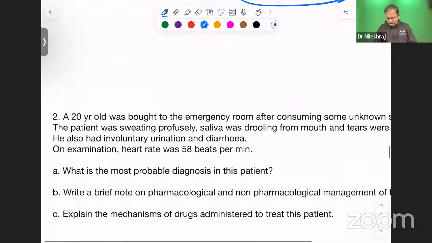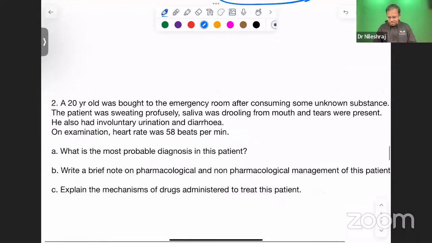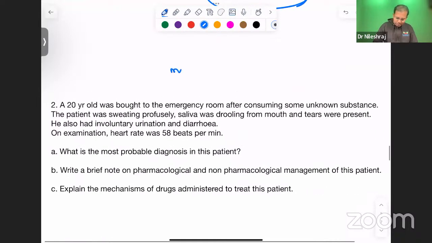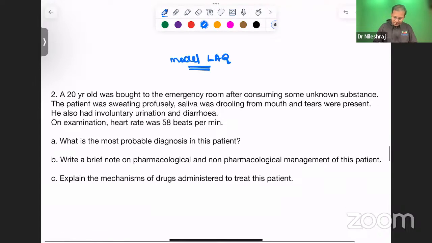Good. Now, what exactly is the model question? I have given you a model long answer question. For your exams, the model question is going to be that they will give you the symptoms and ask you for the diagnosis. A 20-year-old was brought to the emergency room after consuming some unknown substance. This is a question about poisoning. I'm going to underline those words which you call clinchers. Clinchers means that by certain words, we can come up with the diagnosis.